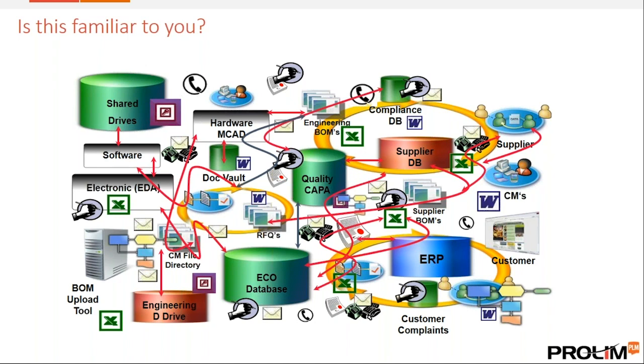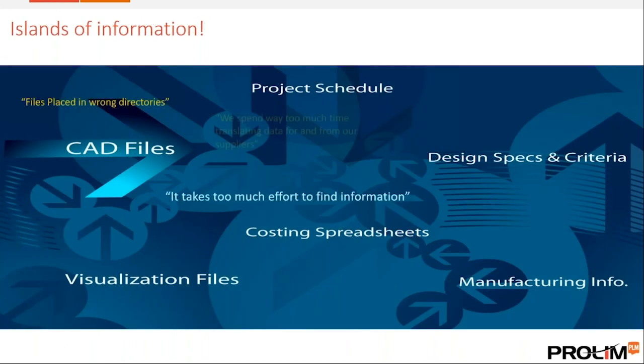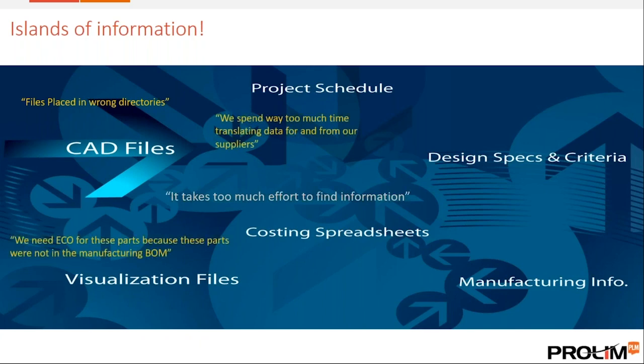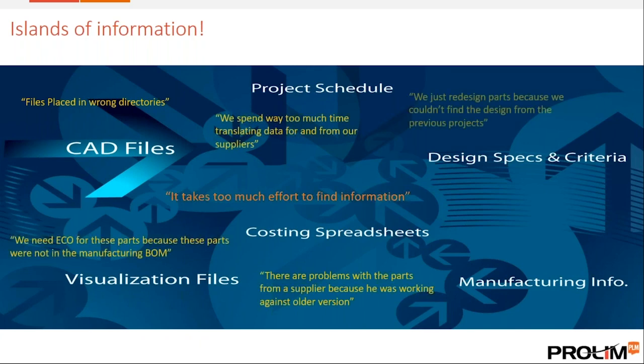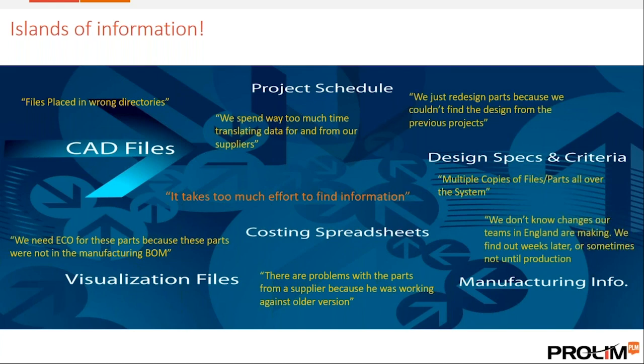Go to the next line. So the question is, how do you bring all these processes and tools together? There are huge islands of information in terms of project schedule, design specs and criteria, manufacturing information, visualization files, your costing spreadsheet, your CAD files, revision 1, revision 2, A, B, C, and whatever the scheme you have. It takes too much effort to find these islands of information. So the next question is, next slide, please.